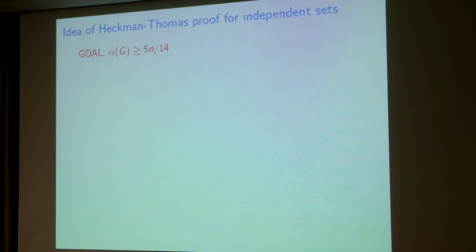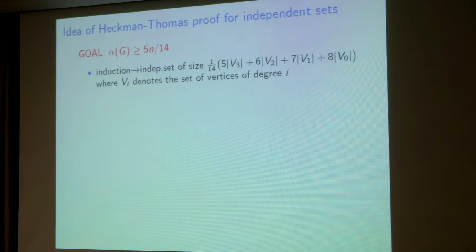So anyways, this is the statement I would like to show: the independence number is at least 5n/14. And what is the idea of Heckman and Thomas? Well, use induction, but prove by induction a stronger claim. Since this claim will be stronger, maybe it will make my induction step much easier. And if all of this clashes together in a nice way, I might obtain a very simple proof. So what's the particular proposal of Heckman and Thomas?